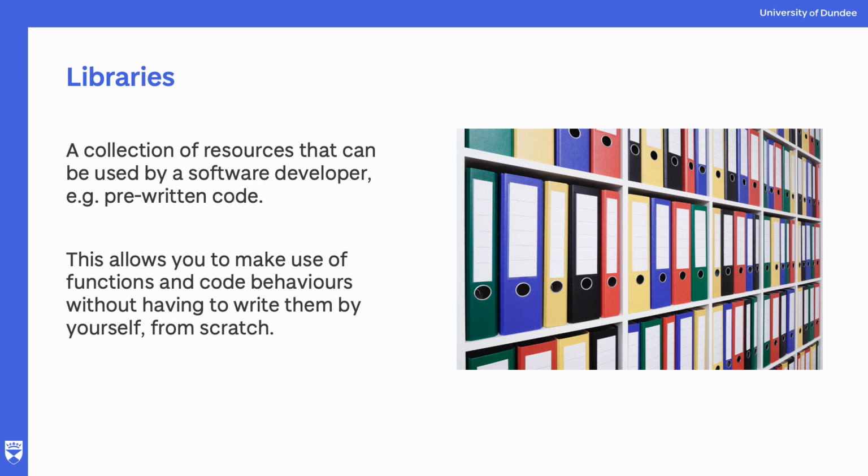A library in terms of software development is a collection of resources that can be used by the software developer. Typically that is pre-written code and behaviours, functions, documentation, things that have been created to save you having to do it yourself. When we write our own functions so that we can repeatedly use them, libraries are typically collections of functions that already exist, except this time we don't need to write the function.